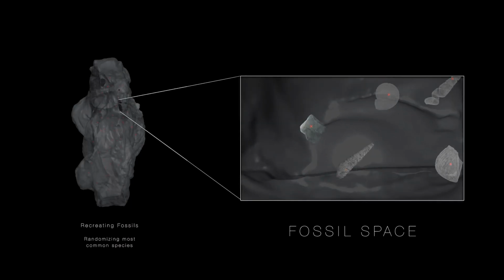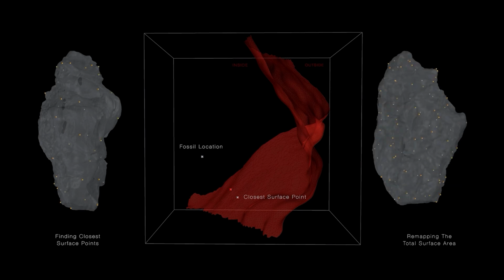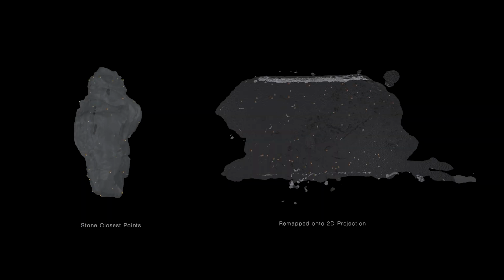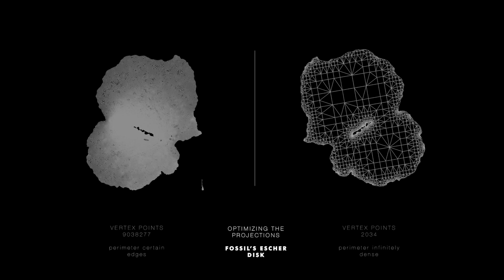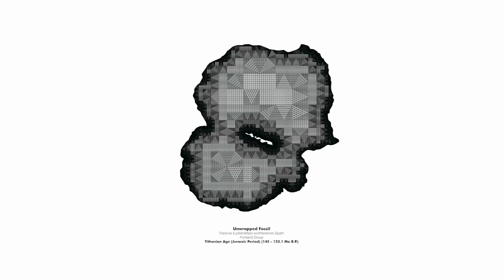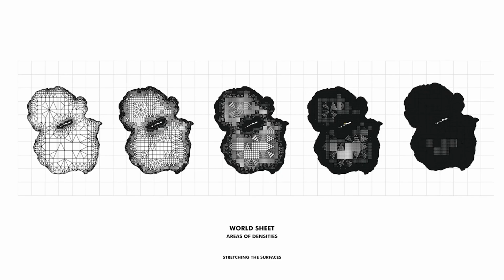I started to map the ground voids onto the stone's surface to find out the total surface area. I remapped the areas onto a 2D projection. By unwrapping the digital scan of an ammonite fossil, I was able to project the fossil as 2D infinity disks that become dense at the edges. Mapping the projections of the fossils onto the surface of the stone created infinitely dense edges at the merging points that distorted and broke apart the surfaces and created areas of densities.